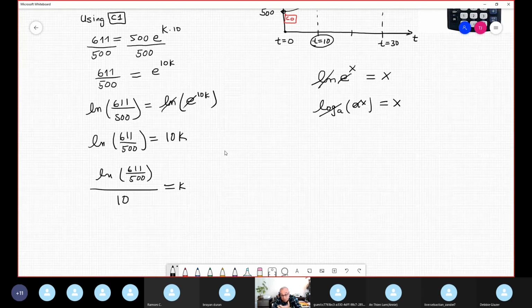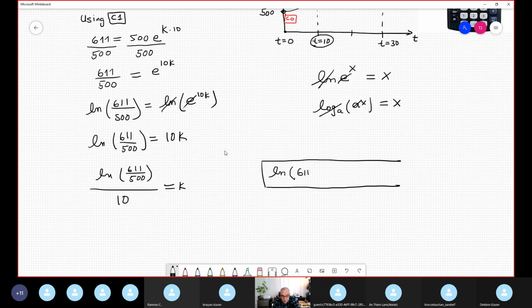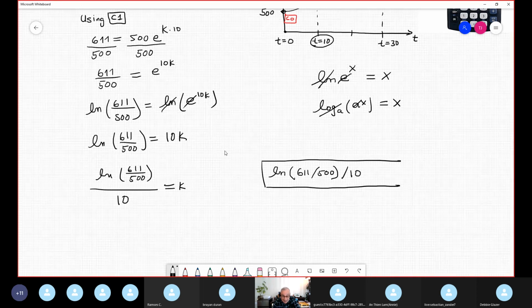Okay, so this is the moment to use a calculator. It equals 0.02. But let me explain in detail. Look, you put in the calculator ln, parenthesis 611 divided by 500, close the parenthesis, divided by 10, right? And you get exactly the same answer that Anlan said.